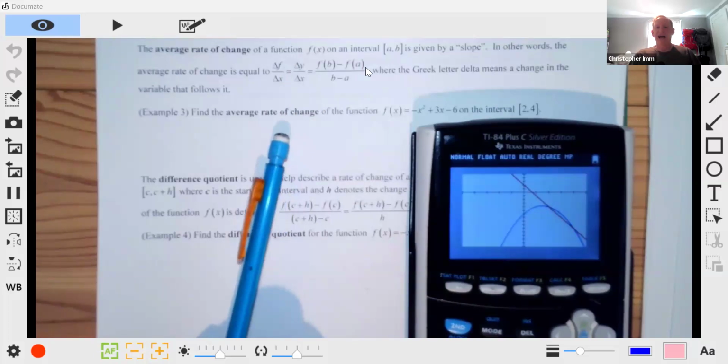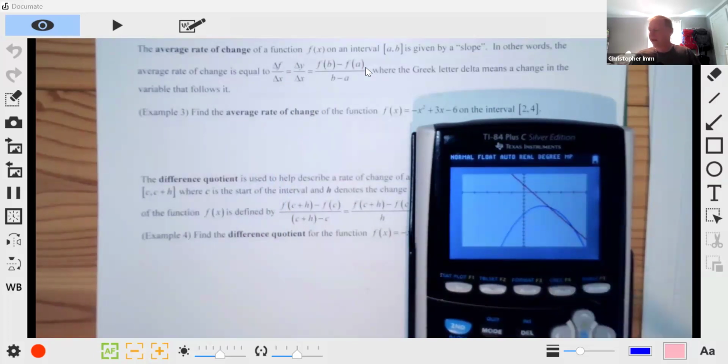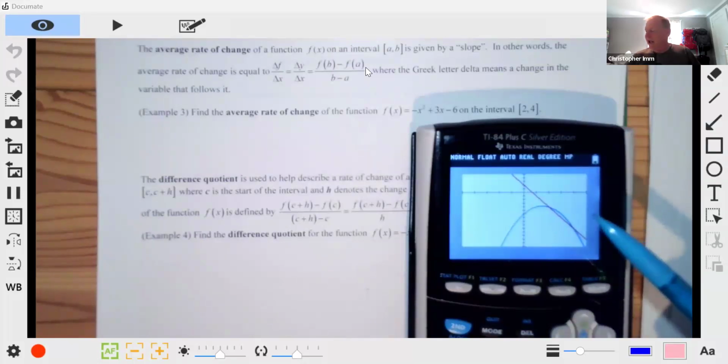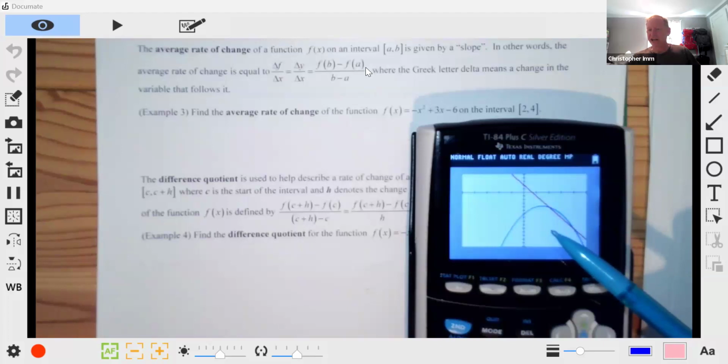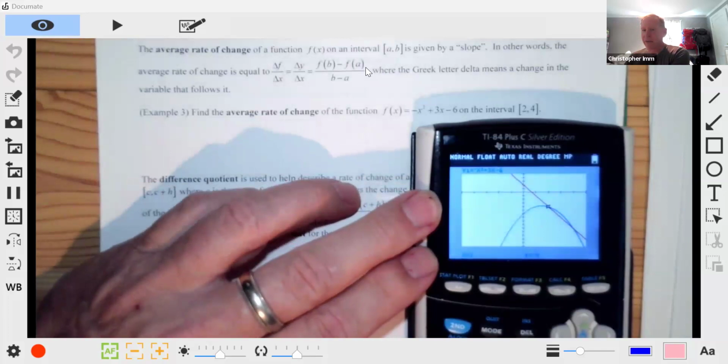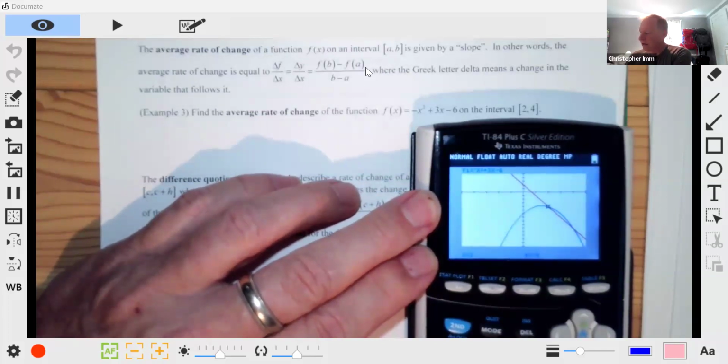So we're going to try to find an average rate of change for this function. I plotted it here. This is our parabola here. F of x is equal to negative x squared plus 3x minus 6 on the interval from 2 to 4. But you can sort of think of it as how this function, the blue function, would change between 2 and 4. So I've put this line in there just to sort of represent what we're looking for. If I evaluate the function at 2, I'm going to be at this point of the line. And if I evaluate the function at 4, I'm going to be down here.